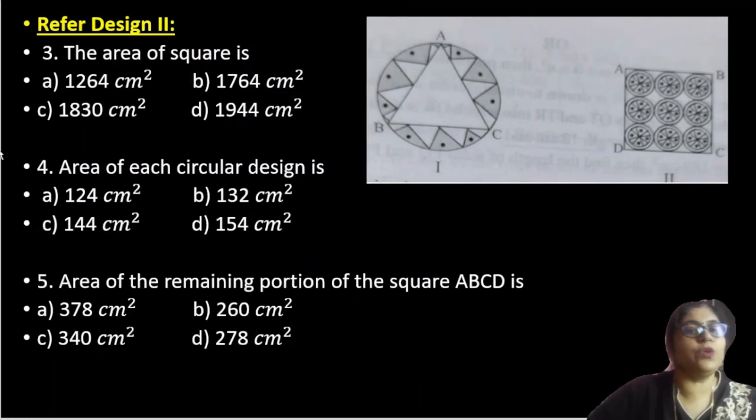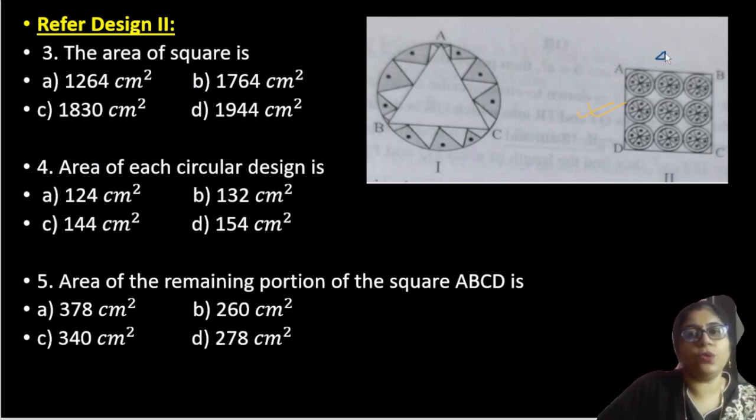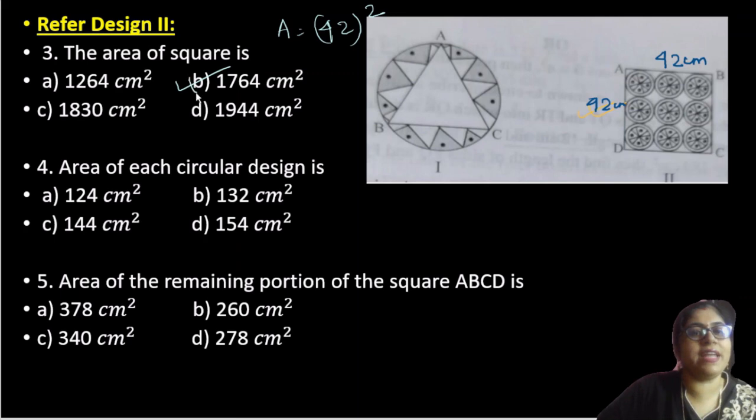Now let's move to question number 3, 4 and 5, which are based on our second design, this design. The area of the square is, we have already discussed, the side of the square is 42 centimeter. This is 42, this is 42. So area equals 42 square, and 42 square is equal to 1764 centimeter square. So option B is the right answer.